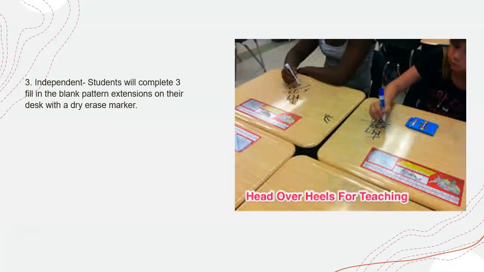So for independent work, the students will complete 3 fill in the blank pattern extensions that the teacher puts on the board. And I thought a fun way to do it would be letting them use dry erase markers on their desk. And that way I could go around and see everybody if they have the correct answers or not.